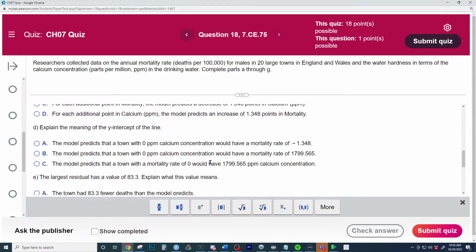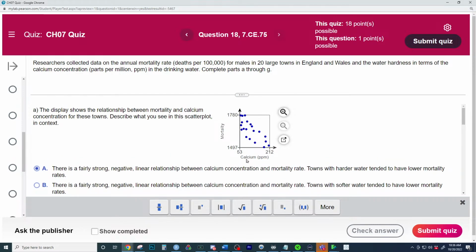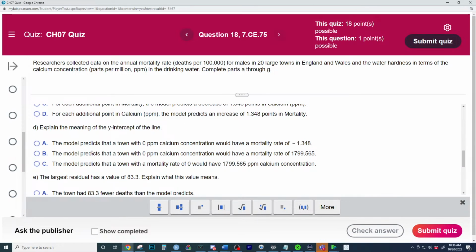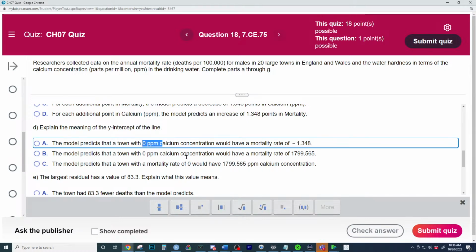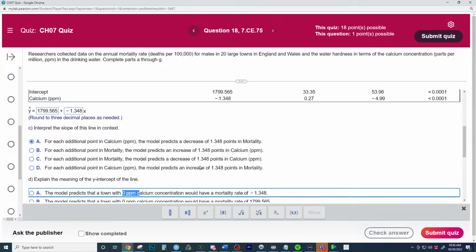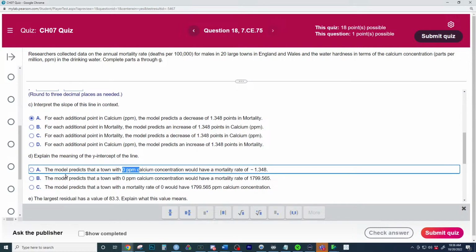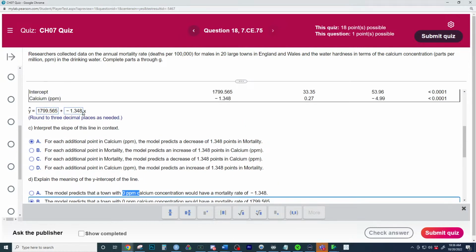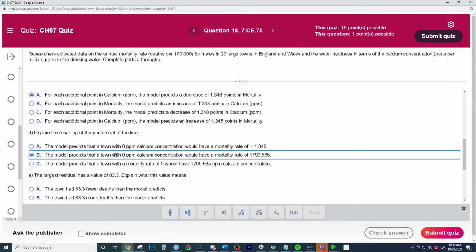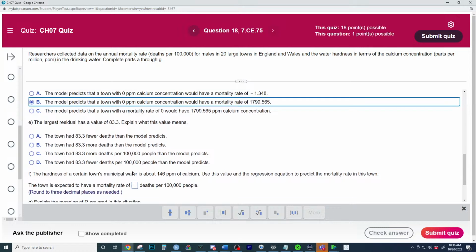Explain the meaning of the y-intercept. The meaning of the y-intercept is when X is equal to 0, so when calcium is equal to 0. The model predicts that a town with 0 parts per million calcium would have the intercept value. I don't know if you can have no calcium in the water. Maybe you can. So when X, which is calcium, is equal to 0, the model predicts this value right here. That's a very good way of saying it, because it's got predict, all that good stuff.